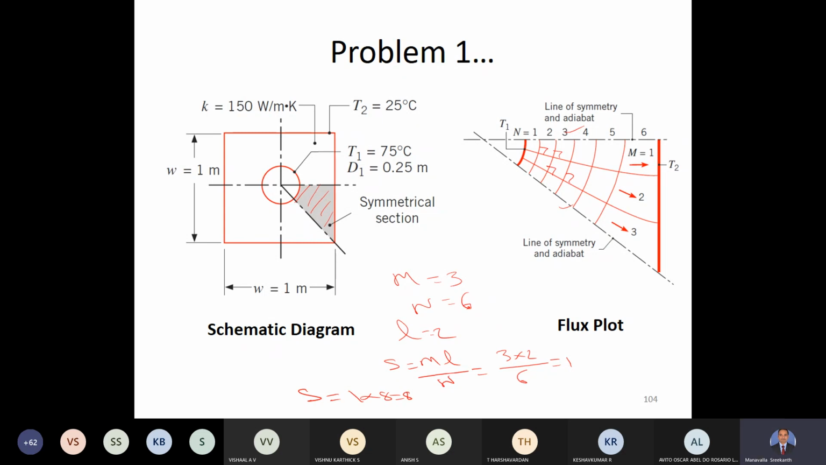Now this we obtained using this flux plot. Remember, creating the flux plot is a kind of an art. It comes with experience, and different persons will be able to draw it differently. Here there are only three heat flow lanes, but somebody may come up with 5 heat flow lanes. For them, M may be different, and also N may be different. So ultimately, this S is equal to 8, whatever we got, is an approximate value. Remember, this is not analytically obtained, this is approximately obtained.